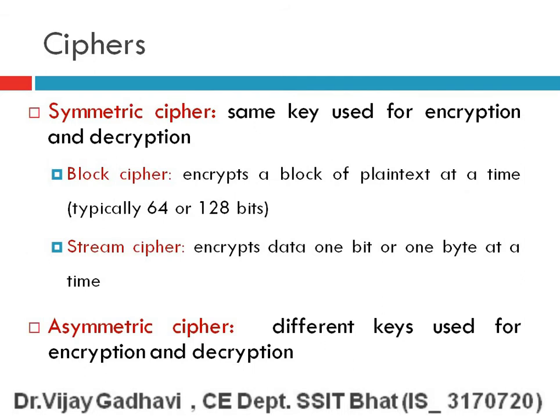Now first we discuss ciphers. The first is the symmetric cipher. Symmetric means the same key is used for encryption and decryption. A block cipher encrypts a block of plain text at a time, typically 64 or 128 bits. A stream cipher encrypts data 1 bit or 1 byte at a time. An asymmetric cipher uses different keys for encryption and decryption, the opposite of a symmetric cipher.